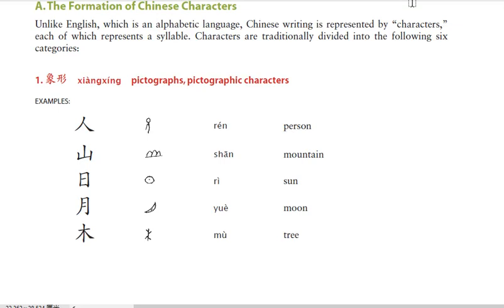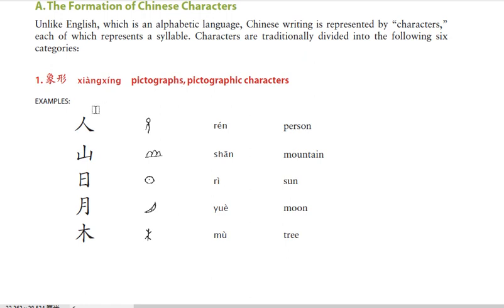In this video, we are going to talk about the six categories called 六书 in Chinese. Characters are traditionally divided into the following six categories. The following is 六书. 六 means six, 书 is a category. So 六书. Number one is called 象形, which means pictographs or pictographic characters.